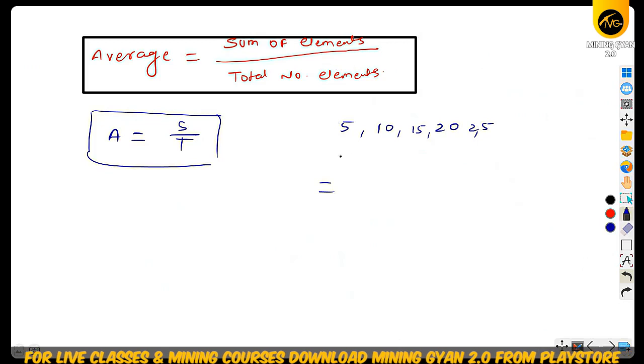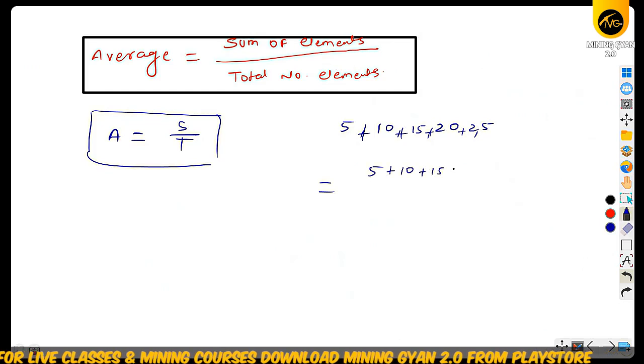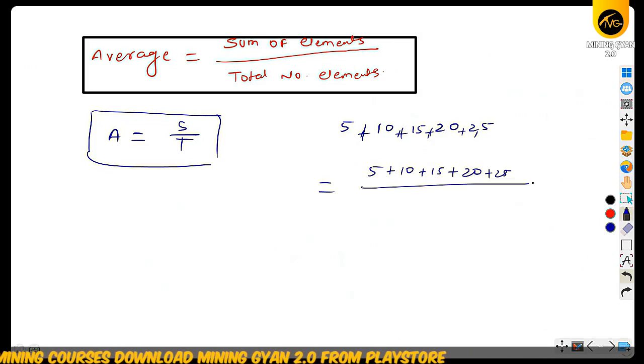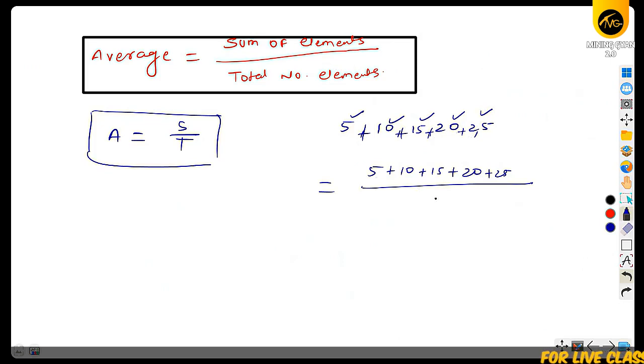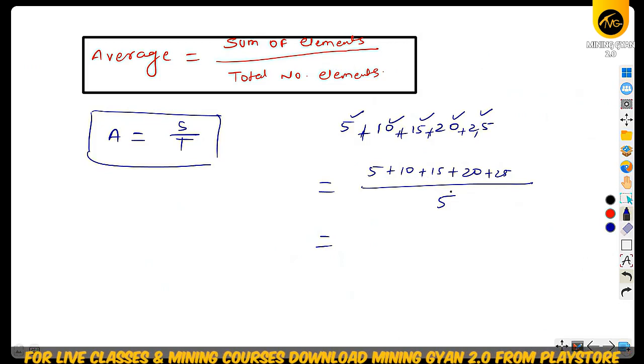So just the sum of elements, so plus plus plus and plus. Now 5 plus 10 plus 15 plus 20 plus 25. So this is the sum of elements, and the total number of elements, that means 1, 2, 3, 4 and 5. So total number of elements is 5. Now we can sum all the elements and divide by 5, then we will get the average of these numbers. So this is the basic formula of average.